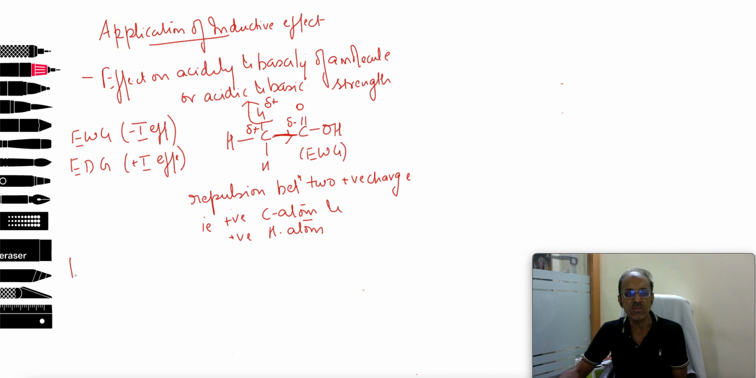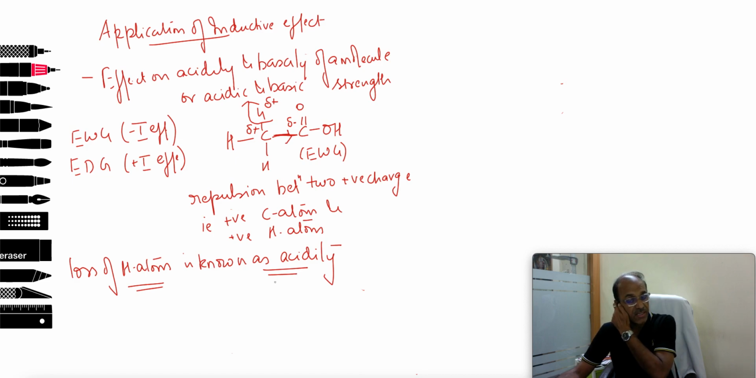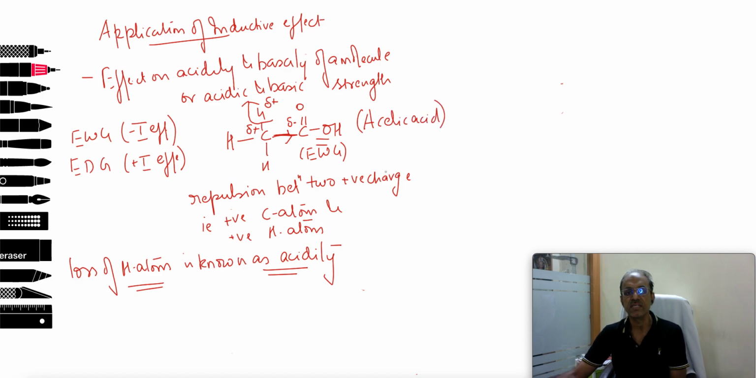And we know a loss of hydrogen atom is known as acidity. It is one of the definitions of acidity also. Loss of hydrogen atom is also known as acidity. Now similarly, this is methyl and COOH, nothing else but acetic acid. Therefore acetic acid is acidic in nature.